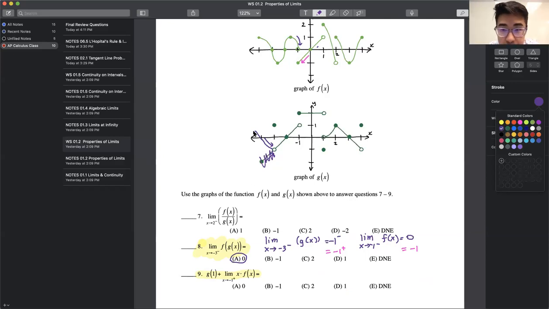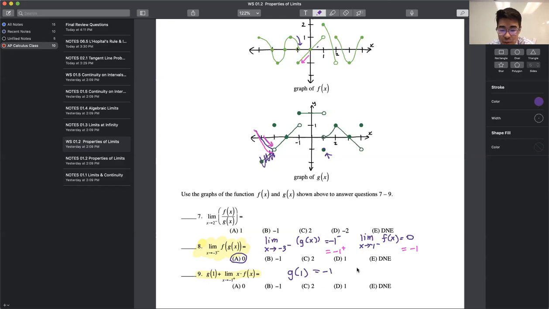I'll make this pink for the notes, just so y'all can see. Interesting, I'm getting some discrepancies for this one. What do we got? Well, what is g of 1? Well, g of 1, if I were to plug it in, g of 1 is just equal to -1, right? So g of 1 is equal to -1.